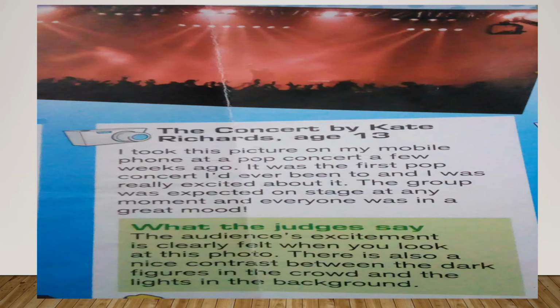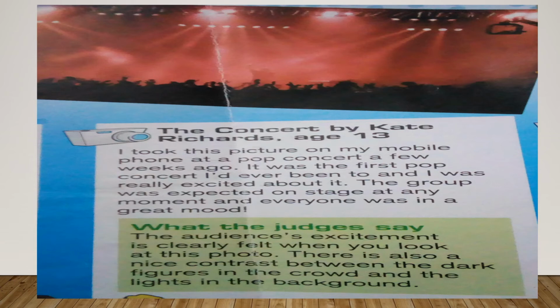What the judges say. The audience's excitement is clearly felt when you look at this photo. There is also a nice contrast between the dark figures in the crowd and the lights in the background. So, how did Kate take this picture? Did she use a digital camera, for example, or her mobile phone camera? She took it using her mobile phone. Excellent. Where was it taken? It was taken at a pop concert. When? A few weeks ago.